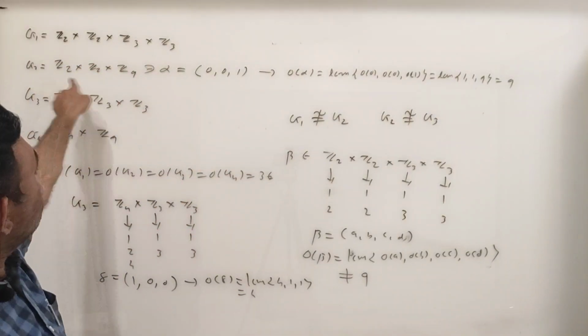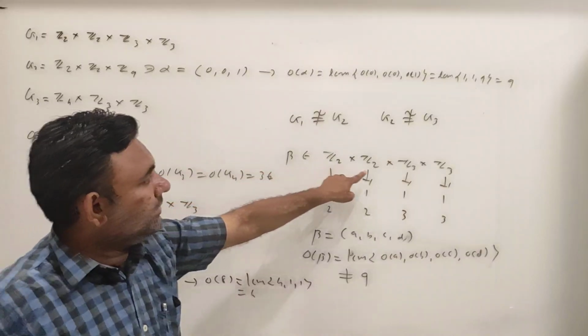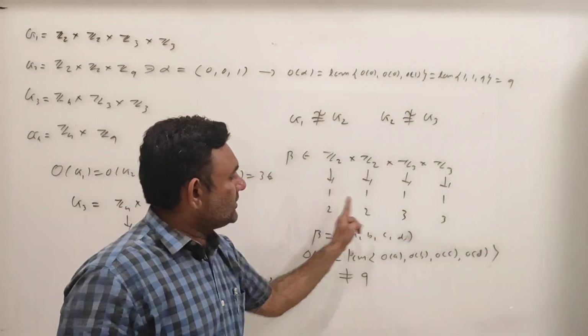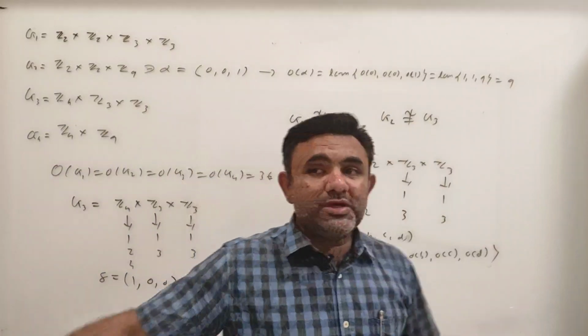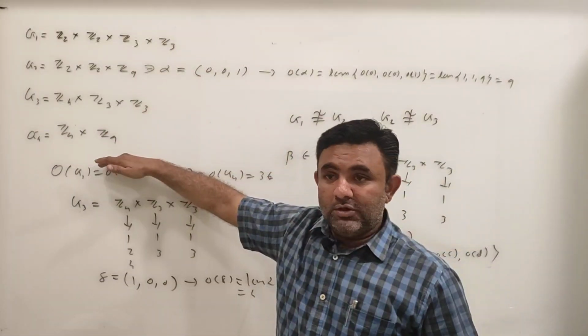In G1, there is no combination which gives me the LCM 4. So like that, G1 and G3 are not isomorphic, and similarly G4 contains an element of order 4, but G1 does not contain. So G1 and G4 are not isomorphic. By that way you can say these 4 groups are non-isomorphic.